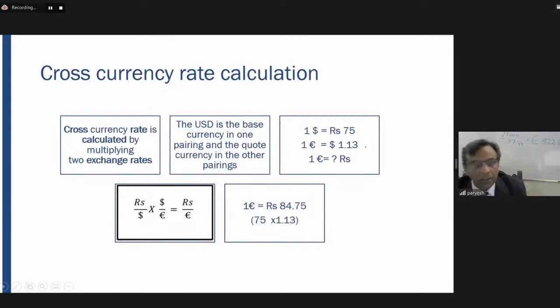84.75. Okay, now why do we do it? The question is why we do it. Now, because dollar is the main currency of the world.